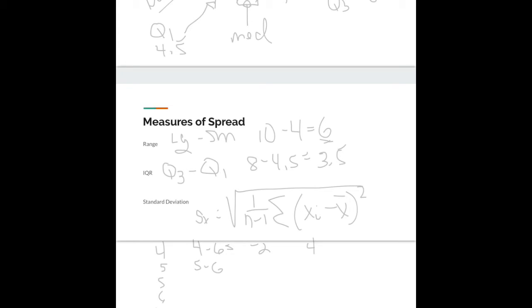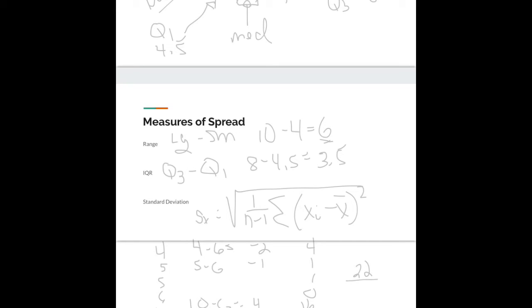5 minus 6, negative 1. Square it, 1. So then this one's 1 right below it. 6 minus 6, that's 0. 10 minus 6 is 4. 4 squared is 16. So I total these things, and I will get 22.